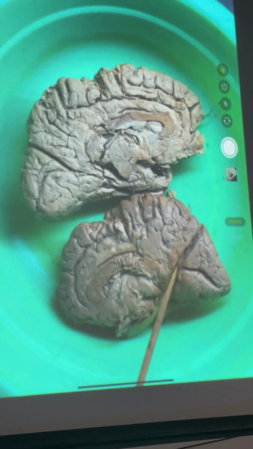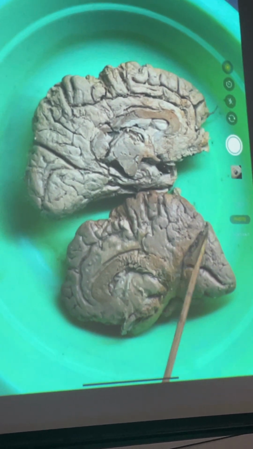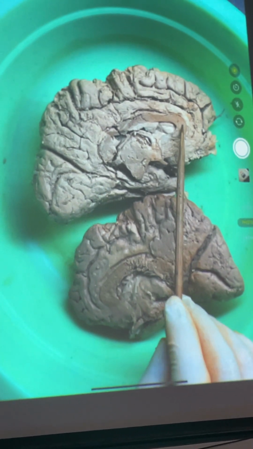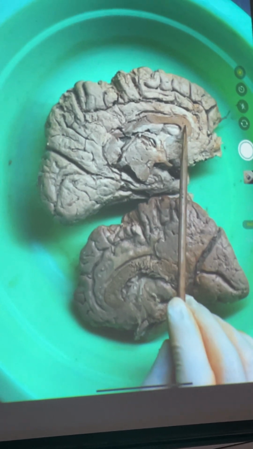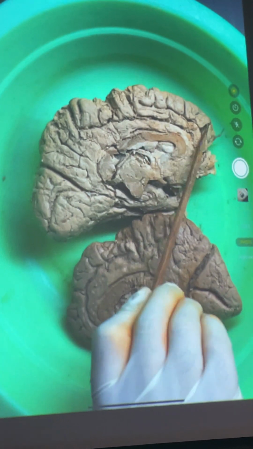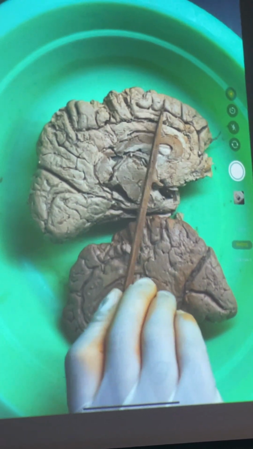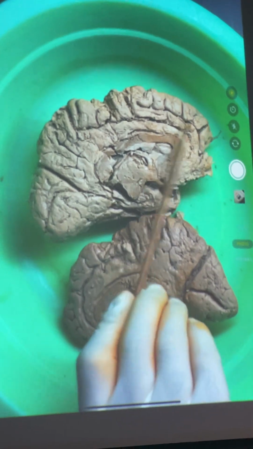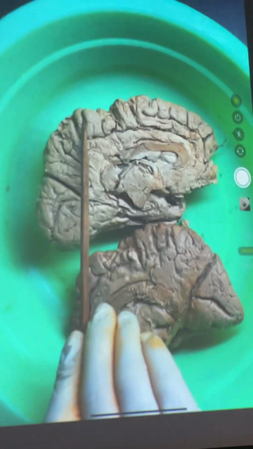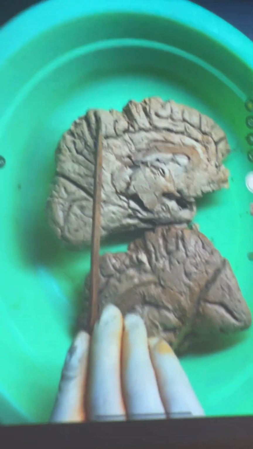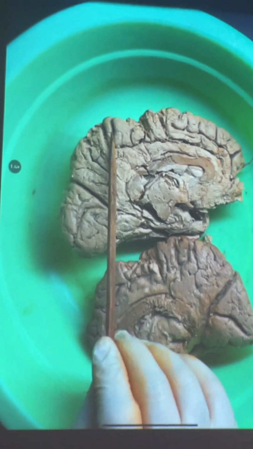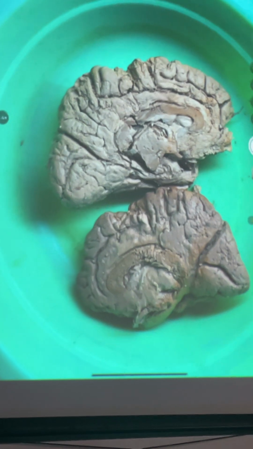And the one here is known as the parieto-occipital sulcus. Now this one here is the corpus callosum, specifically the genu. This one here is the superior frontal gyrus. And this one here is the paracentral lobule, because it's for the central sulcus of Rolando. You get it? Yes.